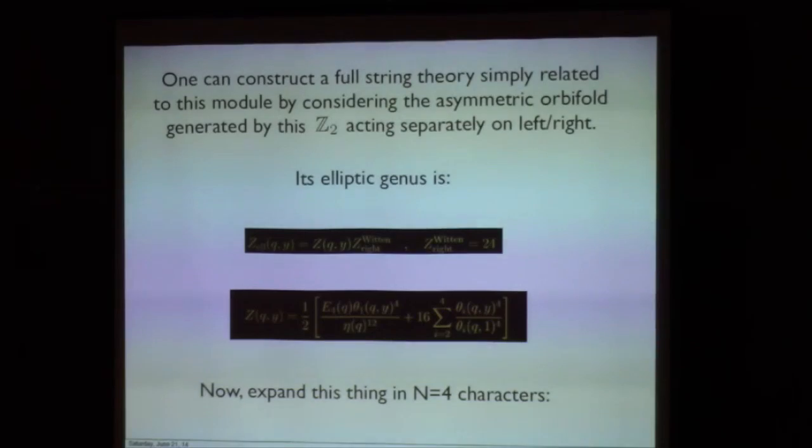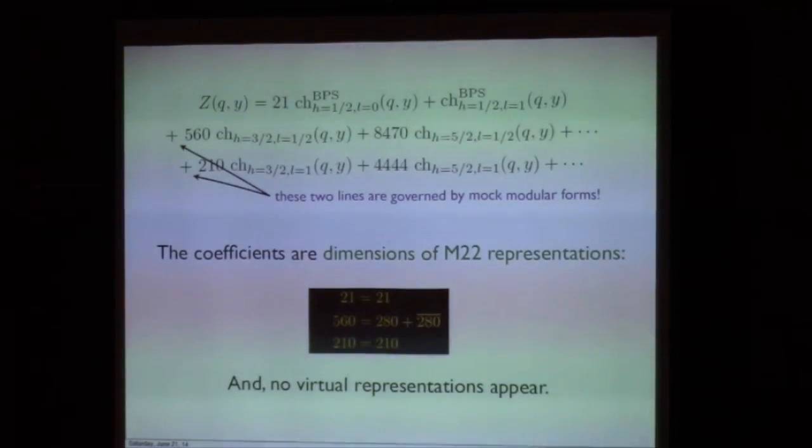Okay, so if you did that, the elliptic genus would be up to a multiple of the partition function I was just talking about. So here it is again. This is the partition function of that model. And now we're going to expand it in N=4 characters. So here's the expansion. It starts with 21, and then there's a 560, and here's the second line with a 210, an 8470, a 4444. Again, the indices here are conformal weight and spin, and so there's a spin 1 line and a spin 3 halves, 5 halves. So, sorry, this is 1 half, this is 3 halves, 1, and so forth.